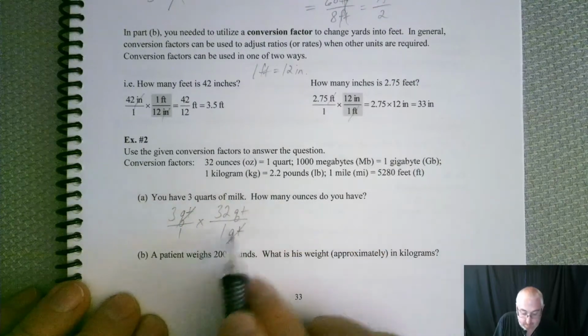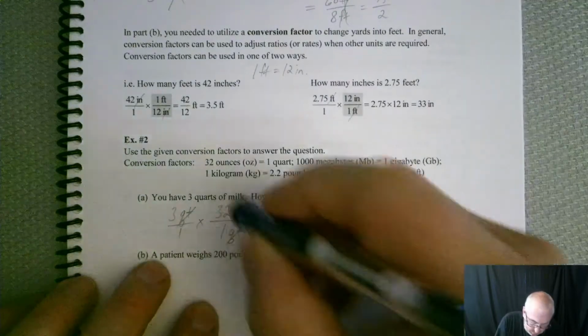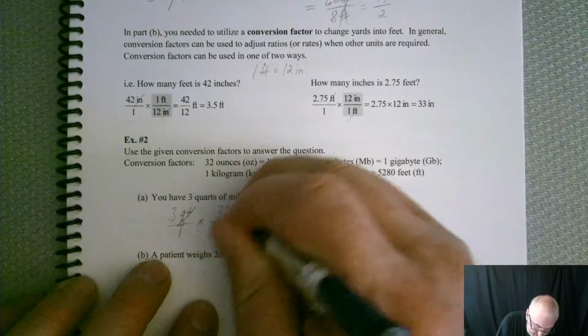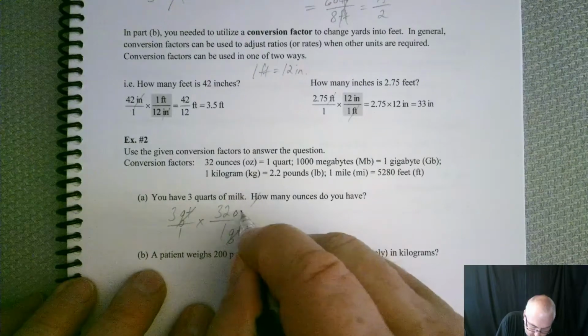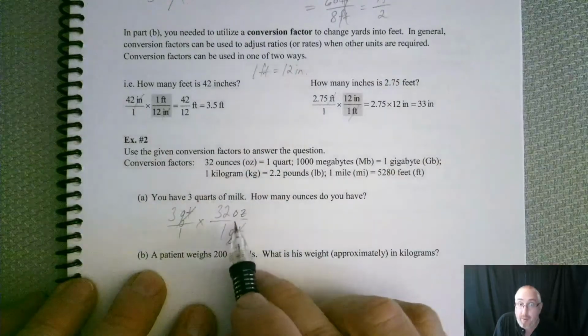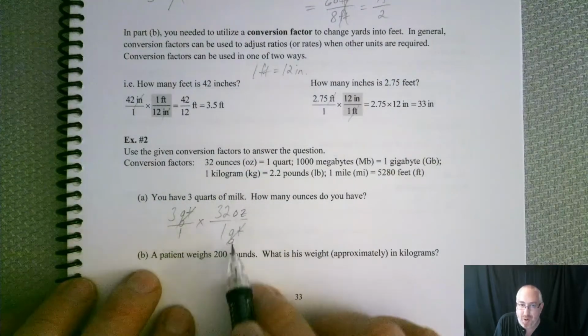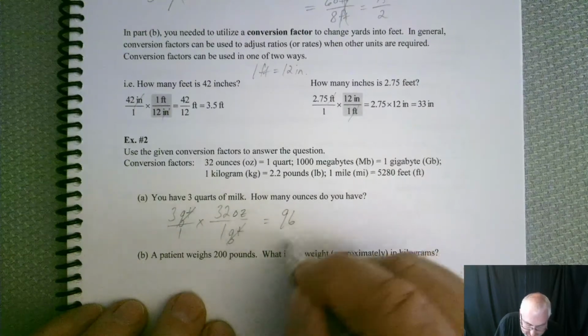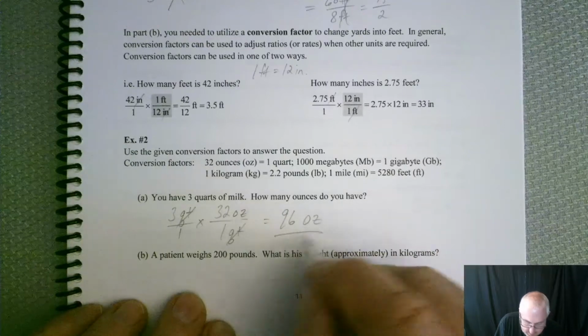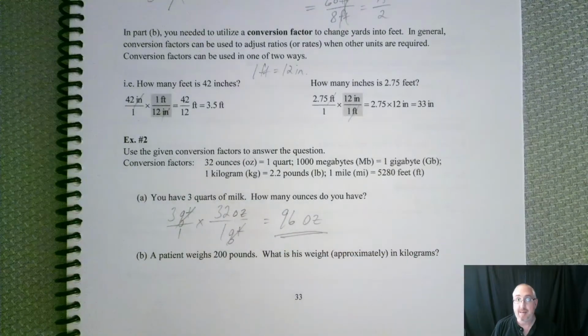And now, oops, I made a boo-boo. Not quarts on top, but ounces on top, silly me. All right, so now we've got our ounces on top, which is what we want. So now when we multiply straight across, we're going to get 96 ounces. And that's it. So again, you've got a 50-50 shot, but if you don't write your units down, then you're going to potentially make mistakes. So it's always good to write those units in there.